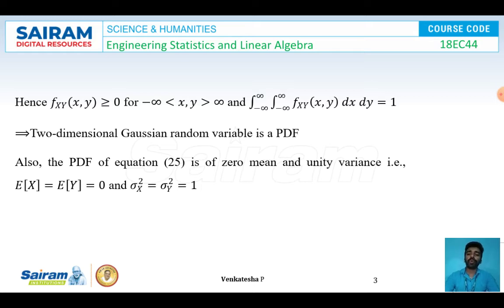And also we have to note that the mean and variance of this two-dimensional Gaussian random variable is 0 and 1. That is, expectation of x and expectation of y, or mean of x and mean of y will be equal to 0, and variance of x and variance of y will be equal to unity.